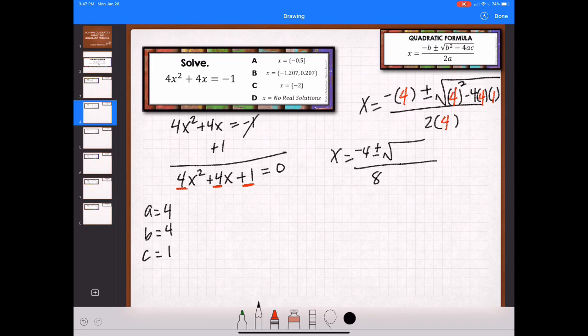Now I'm going to find the value of what's underneath my radical. This is also called the discriminant. You'll need to know that for the future. So 4 squared minus 4 times 4 times 1 gives you 0. Okay, and the square root of 0 is just 0. So now you have x equals just negative 4. You don't really need to add or subtract 0. So negative 4 over 8 gives you negative 1/2. So there's only one solution for this problem at negative 1/2. So the answer is A.